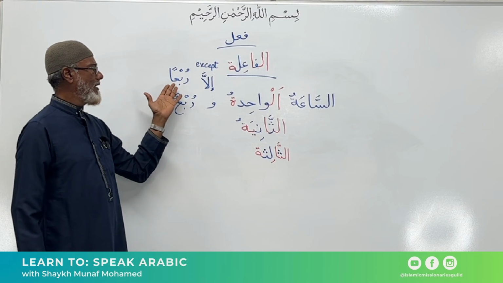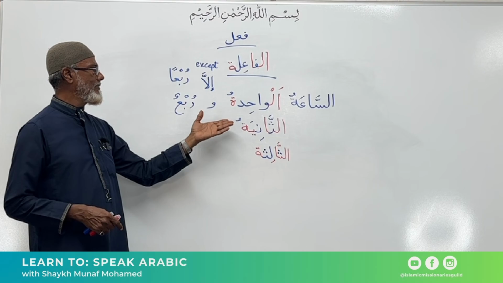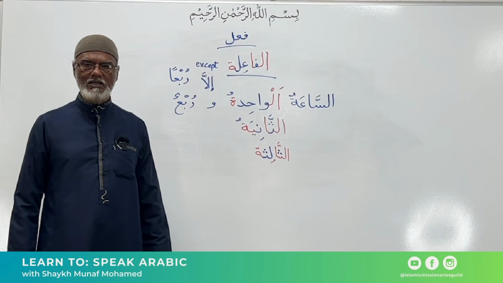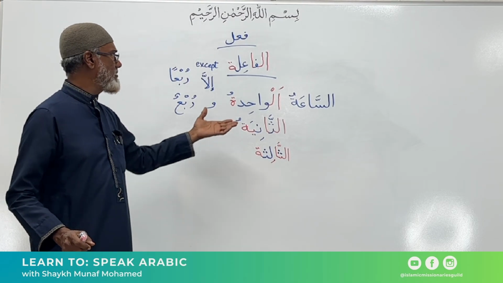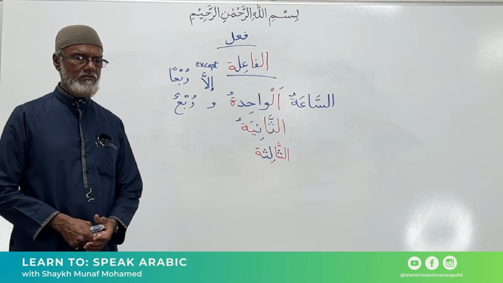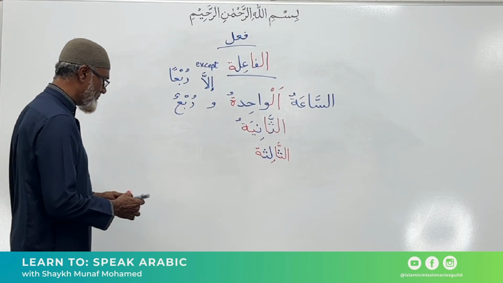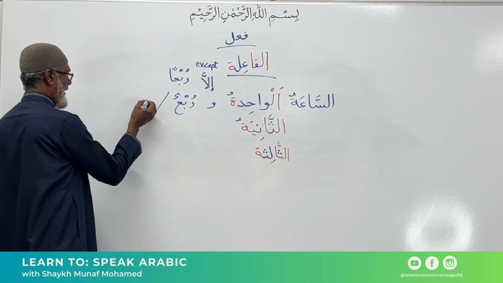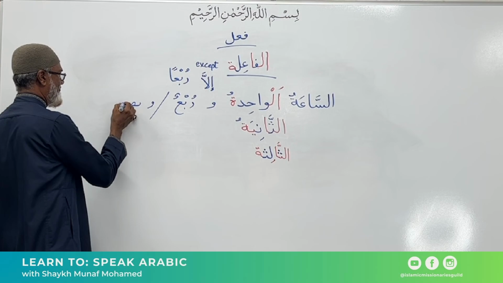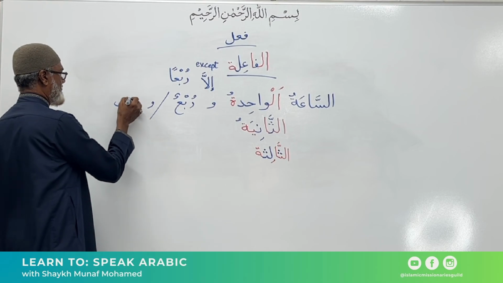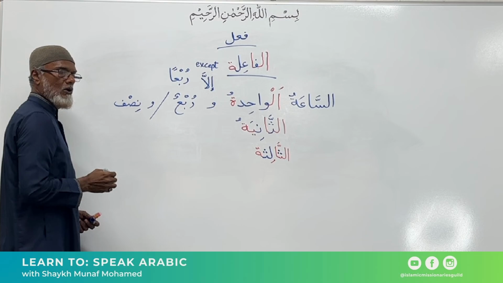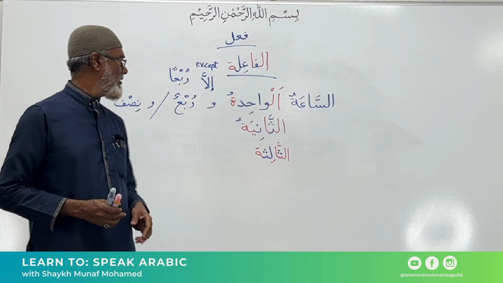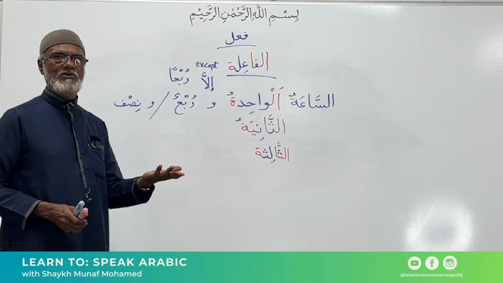Illa rub'a. And when it is quarter past, it's 1 hour plus a quarter. As-sa'atul wahidatu wa rub'a. And if it is half past, say wa, and this is half. Wa nisf. Nisf means half. Nisfun. Right? Half.